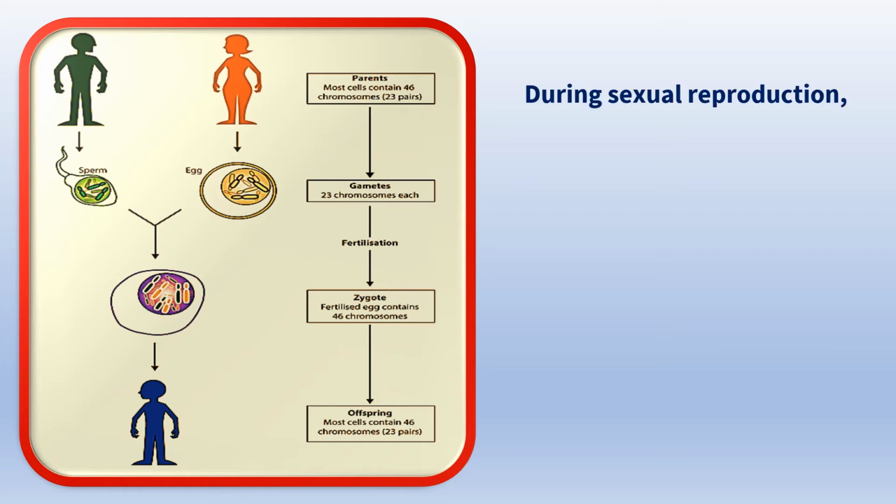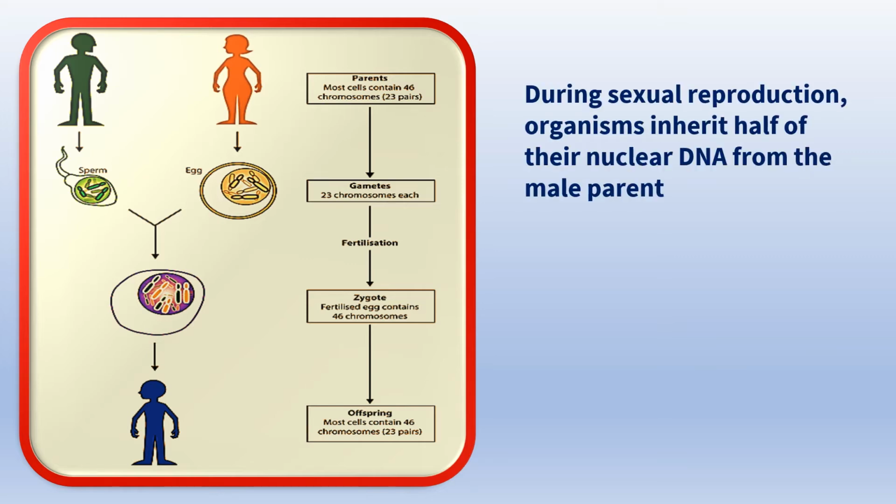During sexual reproduction, the organism or the child or the progeny inherits half of the nuclear DNA, not mitochondrial DNA, half the nuclear DNA from the male parent and half the nuclear DNA from the female parent. So, male has the gamete called sperm, female has a reproductive gamete called the egg, each having only half, that is 23 and 23 chromosomes.